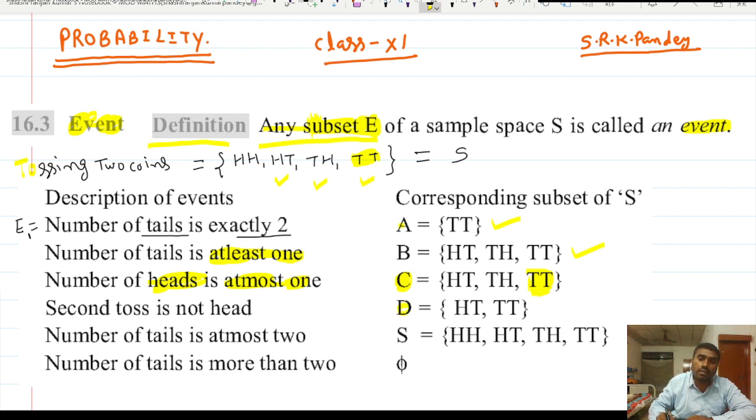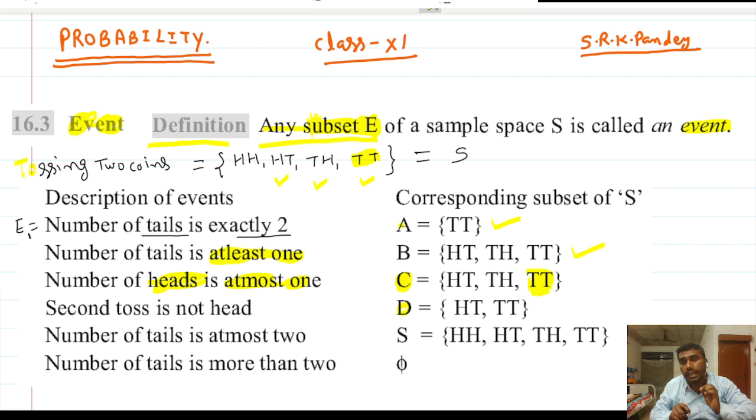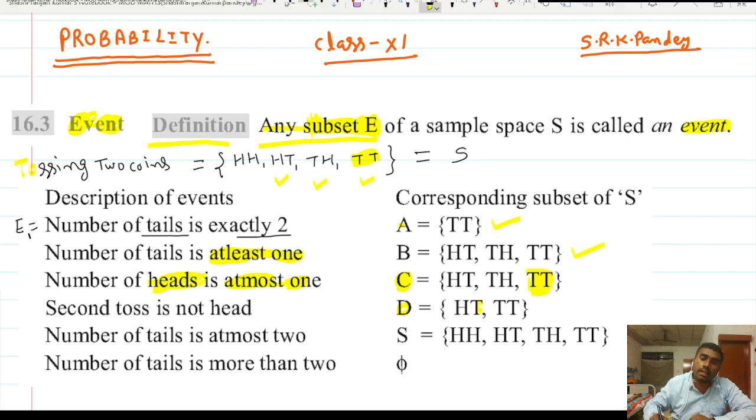Next, D, if we're talking about the second toss is not head, right? So we have to focus on the second. That should not be head. It means the second must be tail only. So let us put our second part as tail. And any condition on the first? No. So the first may be head or it may be tail. So HT or TT may be the case.